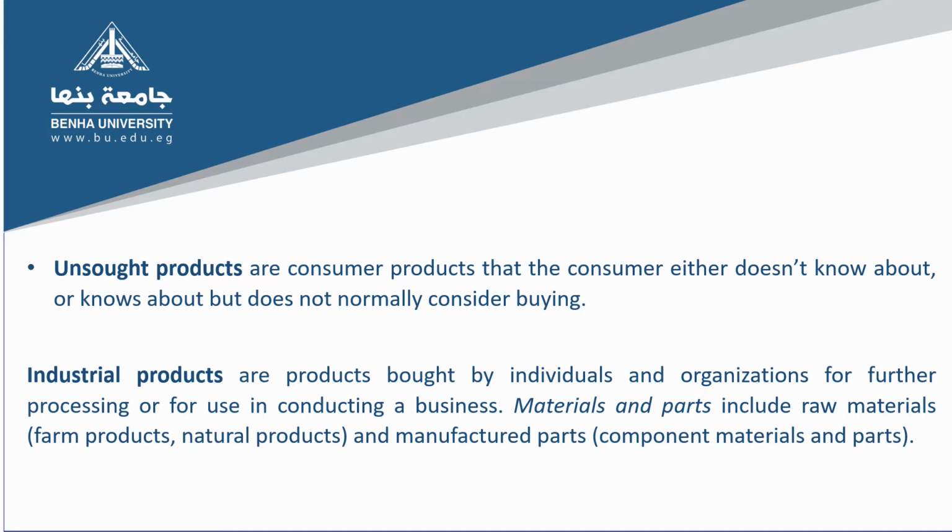Now, industrial products, of course, are products bought by individuals and organizations for further processing or for use in conducting a business. For example, materials and parts include raw materials like farm products and natural products, and manufactured parts like component materials and parts.